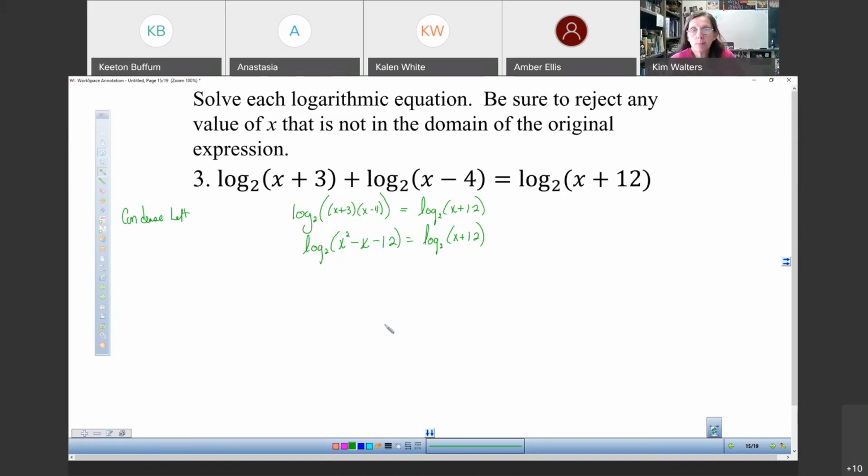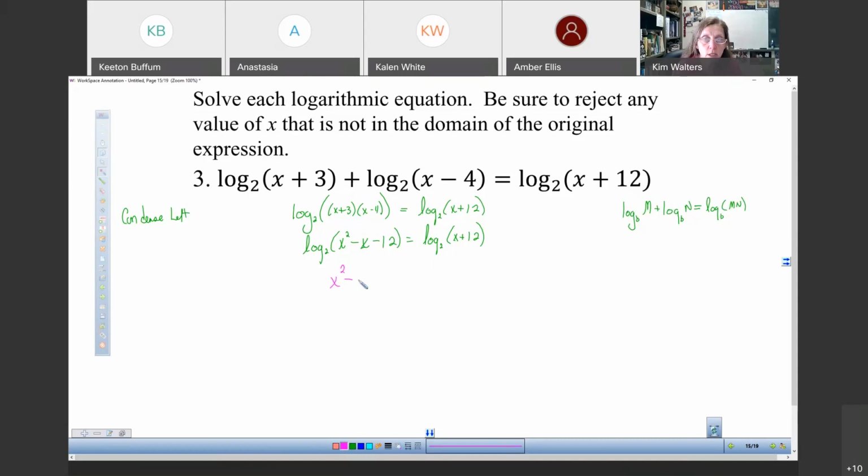Questions as to how I got to this point? Again, I'm using those condensing properties. My condensing property that I'm using is log base b of m plus log base b of n becomes log base b of m times n. That was my condensing property. Took 2 logarithms, made it 1.